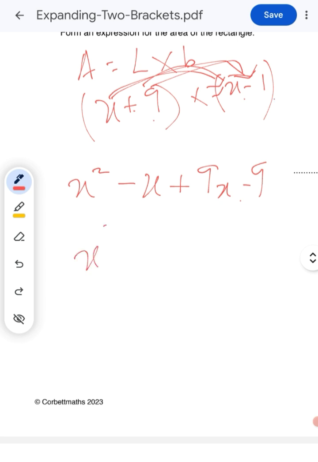So x squared, and as the two signs are different from each other, I'll subtract and the sign of the bigger number comes, which makes 9 minus 1 is 8, minus 9. x squared plus 8x minus 9 is going to be your final answer.